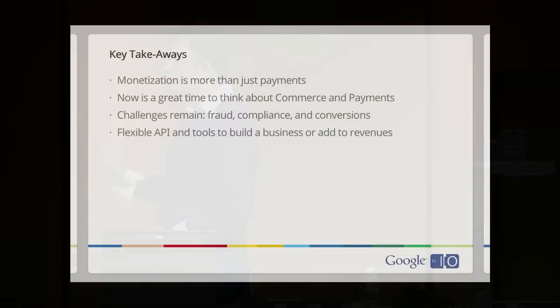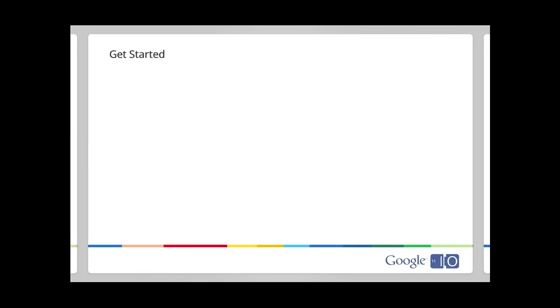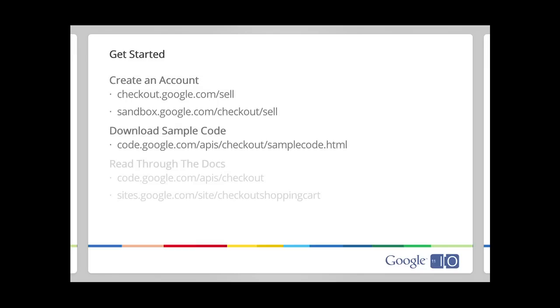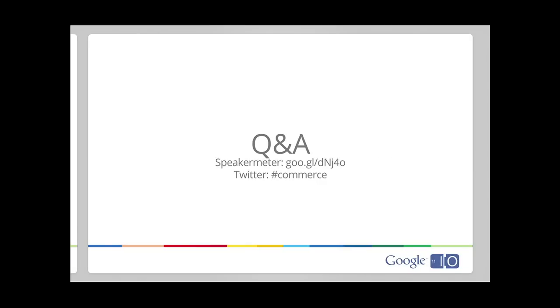So we have a flexible API and tools to help you build a business. What does that mean? Get started. Create a Google Checkout account. Download some sample code. Check out our docs and our website. Engage with us on Twitter, online, and of course, right now.